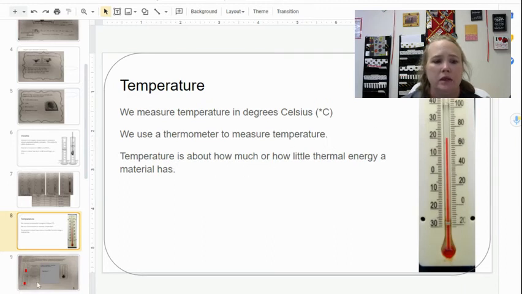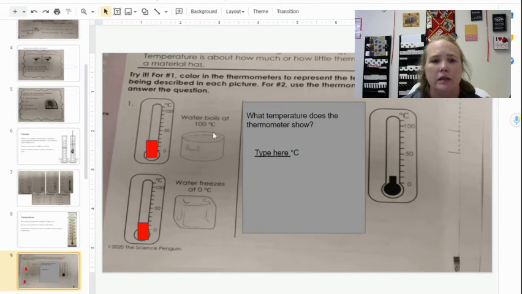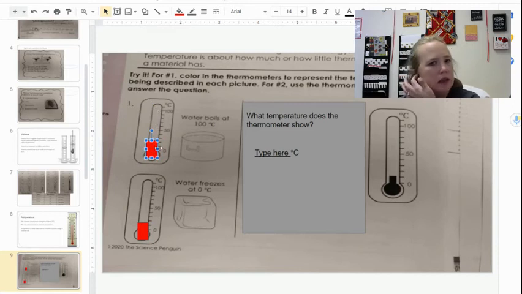And then you'll need to know how to read a thermometer. So on this, it says try it. For number 1, color in the thermometers to represent the temperature being described in each picture. For number 2, use the thermometer to answer the question. So right here we have these red boxes. You're going to click on it, and then you're going to stretch it out until it gets to be the right temperature and where it should mark. Now, it's not going to be exact because this paper is a little bit crooked, but you can get it pretty close, okay?